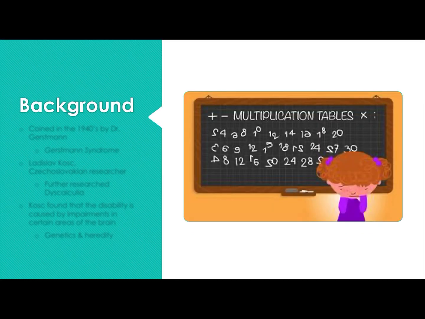So, a little bit of background information on the learning disability. Dyscalculia was coined in the 1940s by Dr. Kurtzman. He studied the neurological disorder and wrote a paper on it. It was later referred to as the Kurtzman syndrome. It was not until later on that a Czechoslovakian researcher named Ladislav Kosk further researched dyscalculia and studied it more in depth. He found that it was caused by impairments in certain areas of the brain, and he also found that dyscalculia can run in families through genetics.